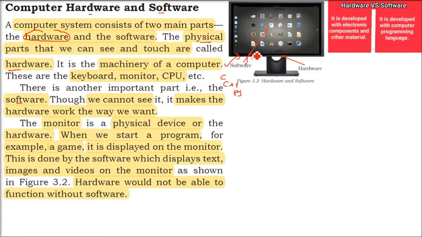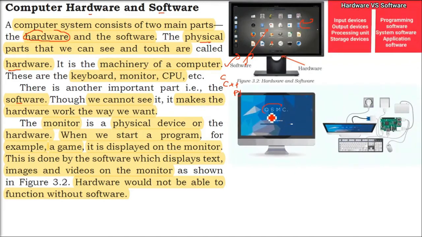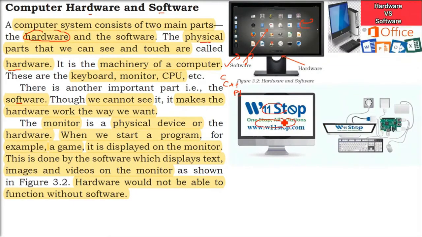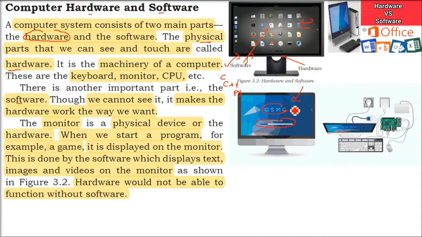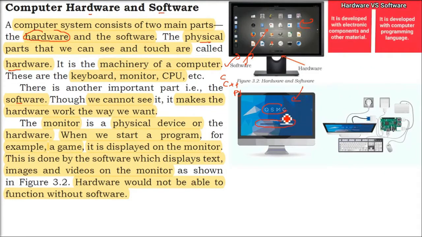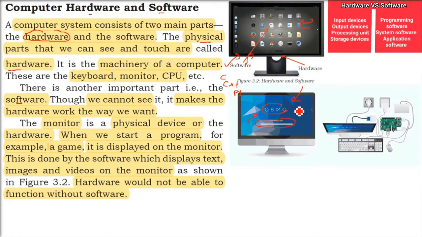So this operating system is a software, is the basic software, which will make the hardware work the way we intend to do it. We have certain instructions on the basis of which the hardware is going to run. See this monitor. This is a physical device. So whenever we start a program, for example, a game, it will be displayed on the monitor. It will show you text, it will show you images, it can show you videos and whatnot.